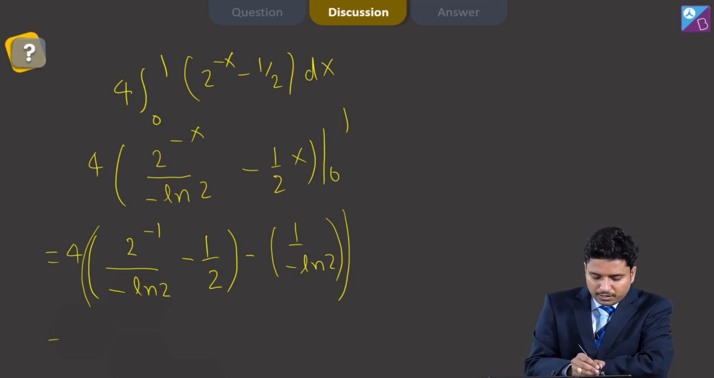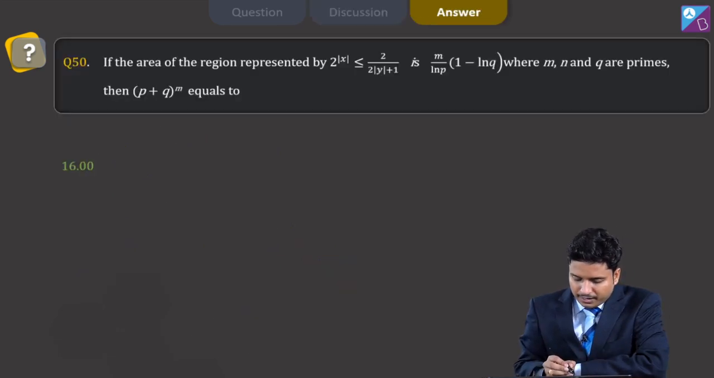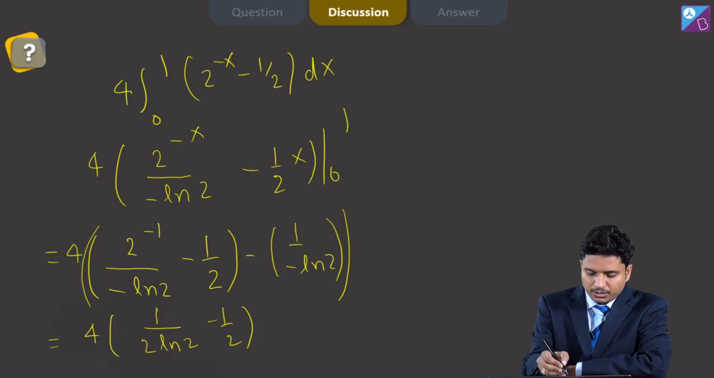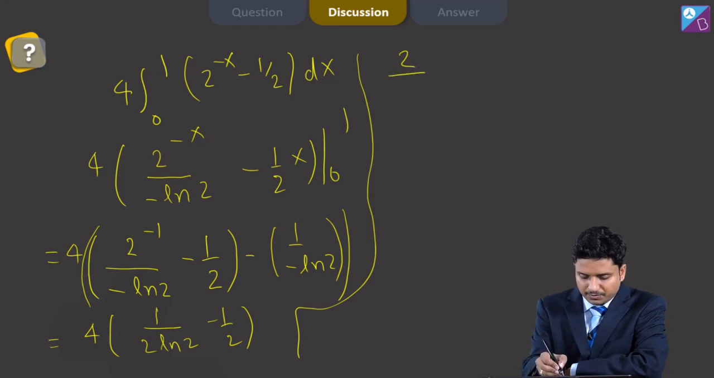So this will be equal to 4 times 1 by 2 ln2 minus half. We have to find out 1 minus ln2 is there, so we will put it as 1 upon 2 ln2 minus 1 by 2. So it can be simplified and can be written as, we will try to represent it as 2 by ln2.